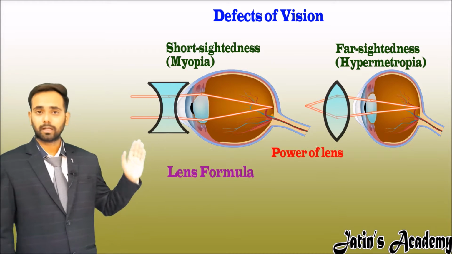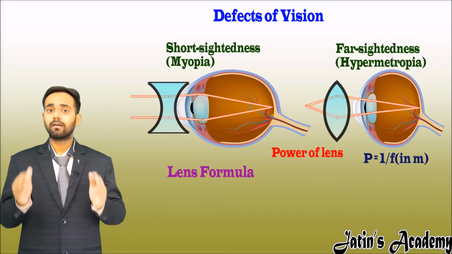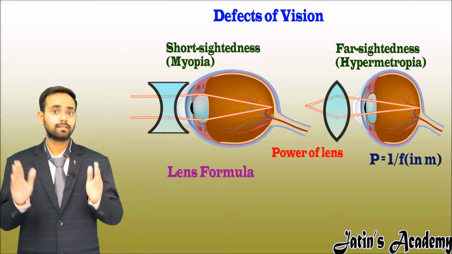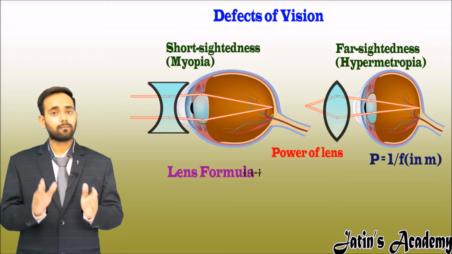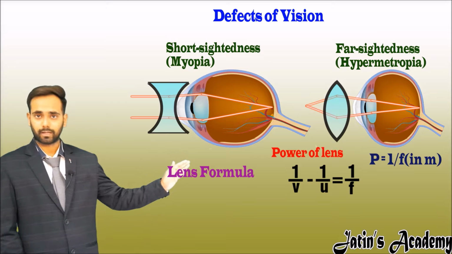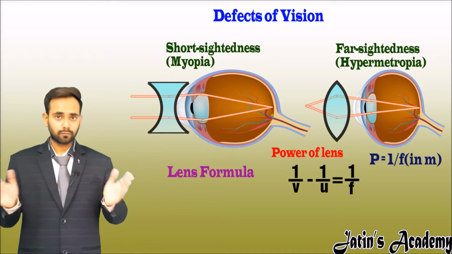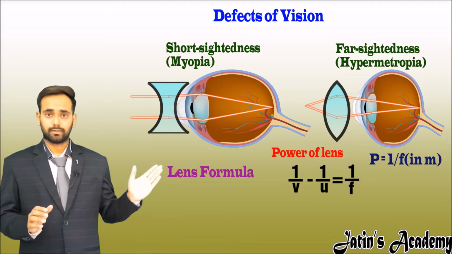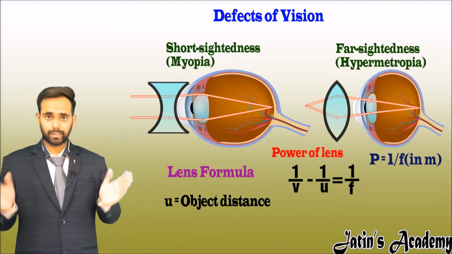Here we know that the power of a lens is nothing but 1 upon focal length, and from where do we calculate the focal length of the lens? Focal length we calculate from the lens formula, that is 1 upon v minus 1 upon u equals 1 upon f. Now first of all, understand the meaning of v and u. Here u is the object distance.